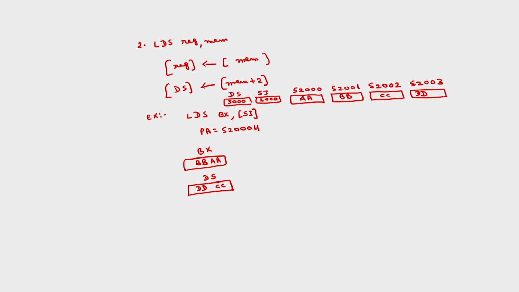This takes 4 consecutive locations. The physical address will be computed by using the data segment times 10 plus the register content, SI content here. Then of the 4 locations, the first 2 locations will be transferred to the register specified in the instruction, and the next 2 locations will be transferred to the data segment. So, the next instruction, similarly you can perform for LES also, extra segment register comma memory.